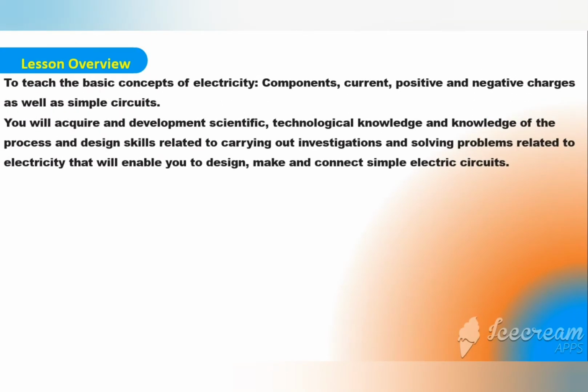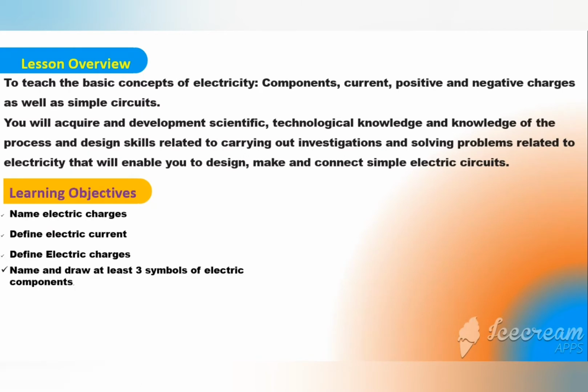On today's lesson overview, you should learn basic concepts of electricity, such as components, current, positive and negative charges, and simple circuits. You should acquire and develop scientific and technological knowledge, as well as knowledge of the process and designing skills related to carrying out investigations and solving problems related to electricity, that will enable you to design, make, or connect simple electric circuits.